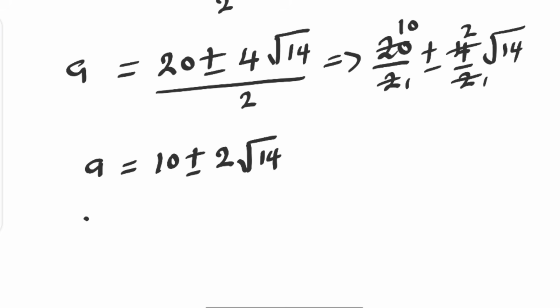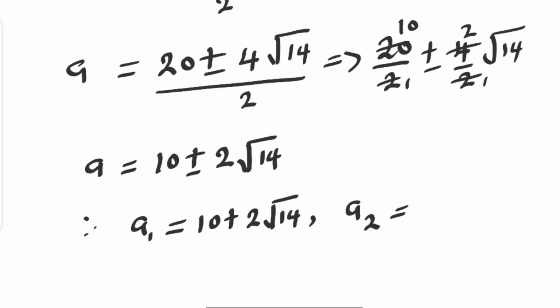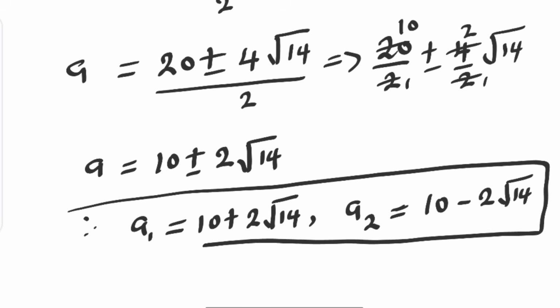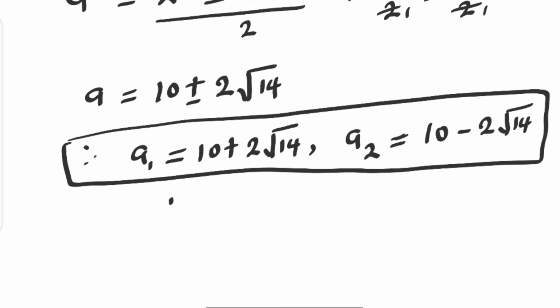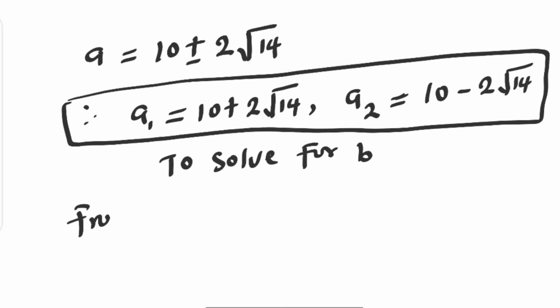Therefore, A1 is equal to 10 plus 2 square root of 14, and A2 is equal to 10 minus 2 square root of 14. These are the values of A. We've gotten the values of A. Let us solve for B. To solve for B, from equation 3, B is equal to 20 minus A.